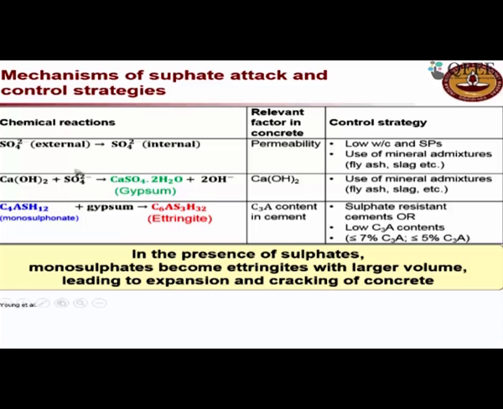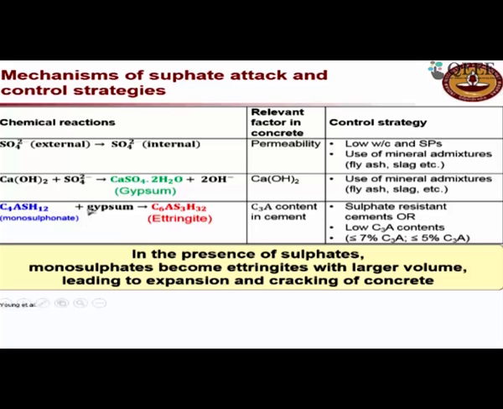Once it's available inside the concrete, the concrete also has a significant amount of calcium hydroxide available. So this calcium hydroxide present in the concrete will react with the sulfates, which are either coming from outside or available inside the concrete. It will react to form gypsum and some hydroxide ions. Now what happens to this gypsum is that it will again react with the monosulfate which is present in the concrete, and it's monosulfate, not monosulfonate, I'll correct that.